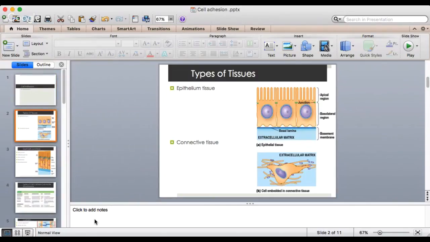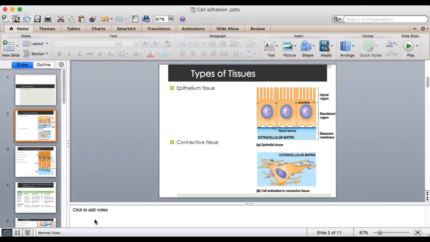So to start off, cell adhesion is very important when assembling cells into tissues. However, cells simply do not just stick together to form these tissues. They do use a type of adhesion in a distinctive pattern in order to form tissues.